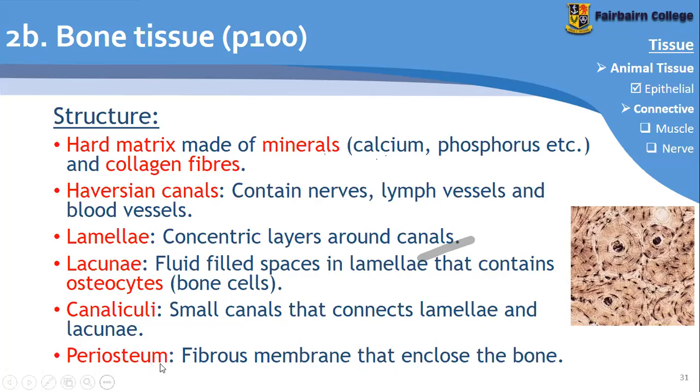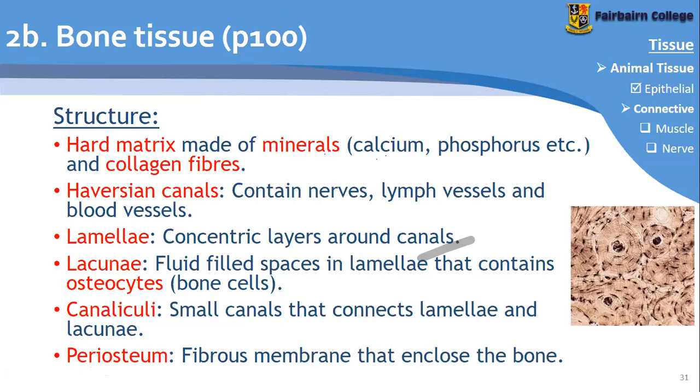And then another part of the tissue that we find in bones is called the periosteum. Now this is actually not here with the microscopic structure. This is actually a membrane that surrounds the whole bone. So around the bone you will find a membrane that we call the periosteum, a fibrous membrane that encloses the bone.